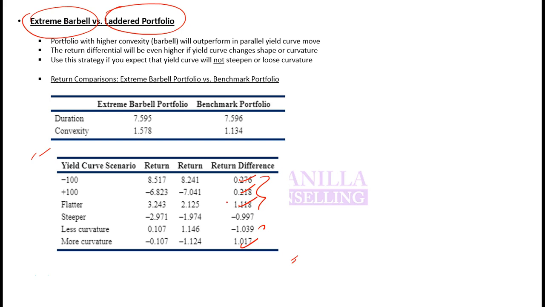Why? Because it would have higher convexity. It will underperform in these two situations. Why? Because it has higher convexity. Any confusion in this? Remember this, it is very important.